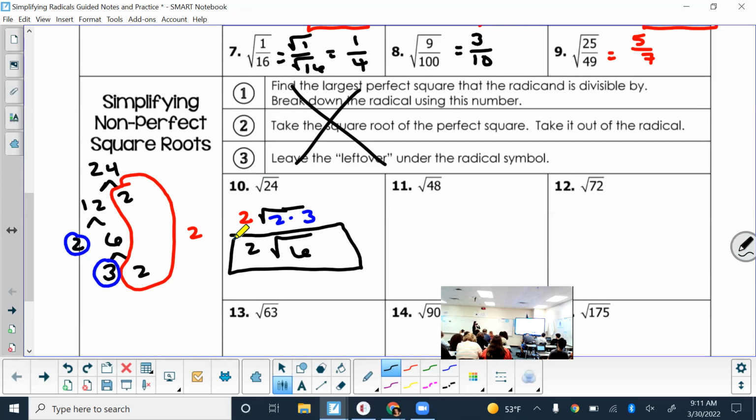All right, let's do another and then I'll have you try some. So number 48, or square root of 48. That's not a perfect square, is it? No. So I'm going to make a factor tree for that. What are 2 numbers that multiply to 48? 6 and 8. Good, and there are other options.